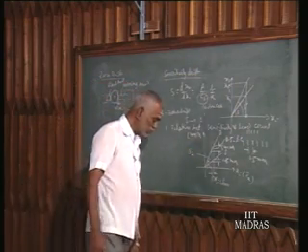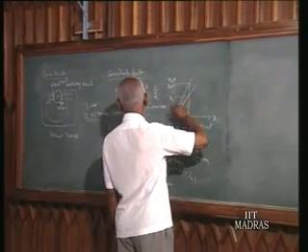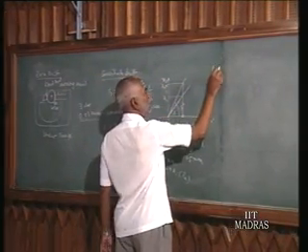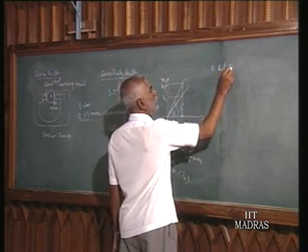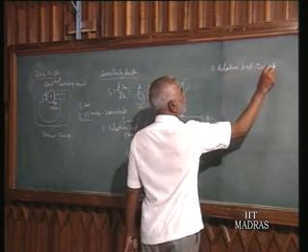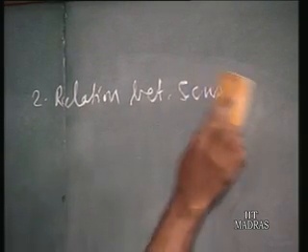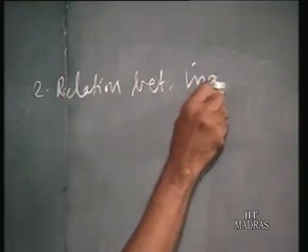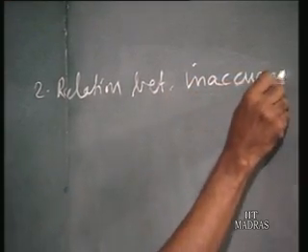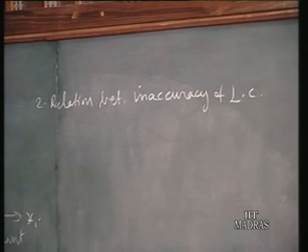The second relationship is between inaccuracy and the least count. What is the relation between inaccuracy and least count?